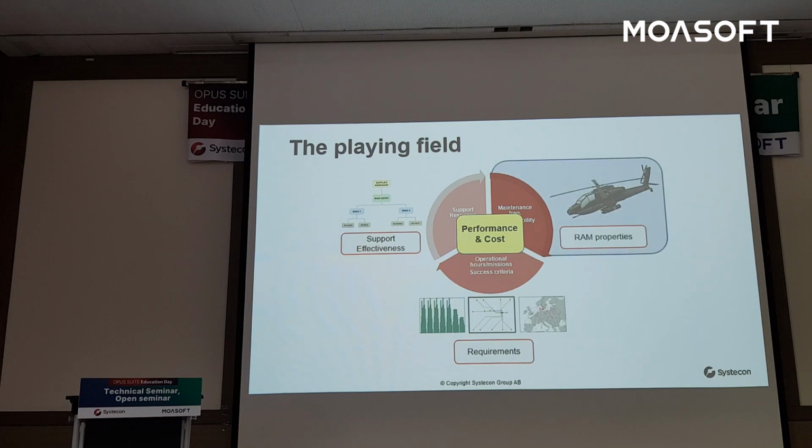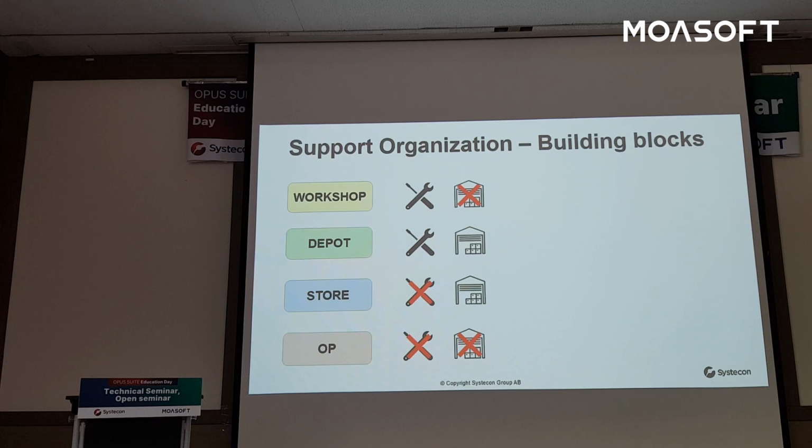Anyway, so far we've been looking at this section of the input concerning the RAM properties of the helicopter. As you know, we described the product and the elements and items and the failure tendencies and the repair tasks and so on. But the next part to look at is the actual support organization. There are some different building blocks again here for this part of the model.